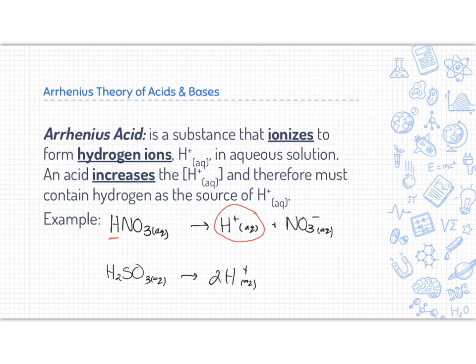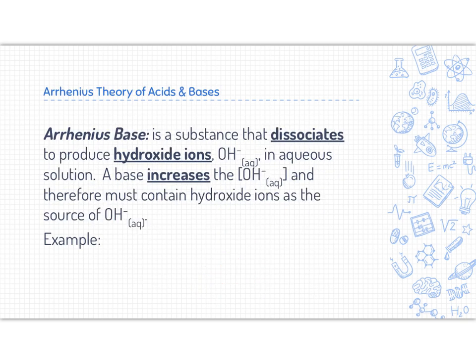If H2SO3 ionizes in water, I will get 2 hydrogen ions and SO3 2-. Again, the presence of these H's free from the compound itself is what creates the acidic solution.